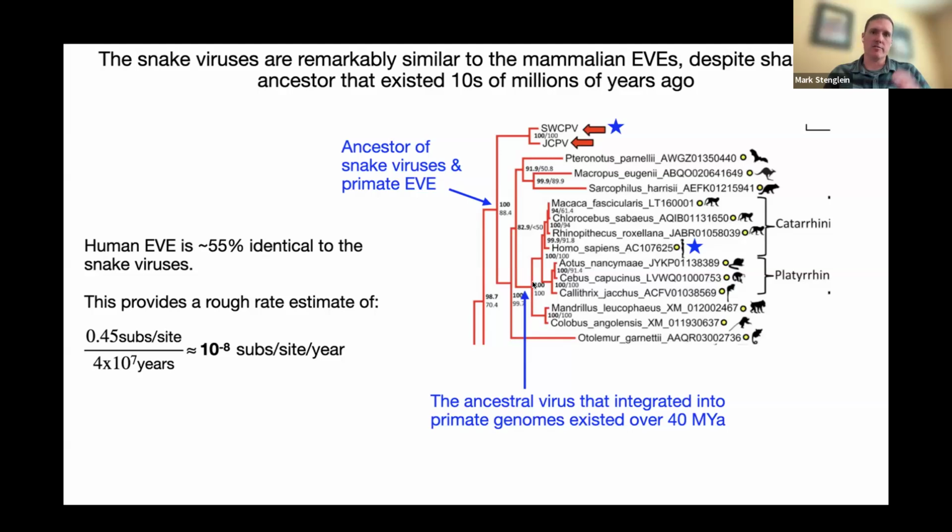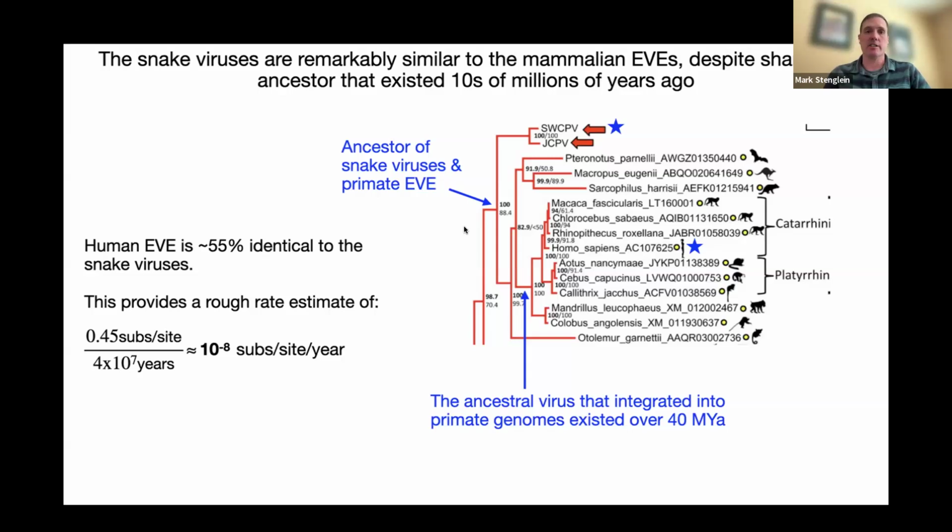And we know that because of different studies that have characterized the long-term evolution of primates using things like fossils. So if that internal node of the tree is 40 million years ago, then this deeper internal node of the tree that's pointed to by the upper arrow, which represents the ancestor of the virus in the primate EVE, is much older than 40 million years ago.